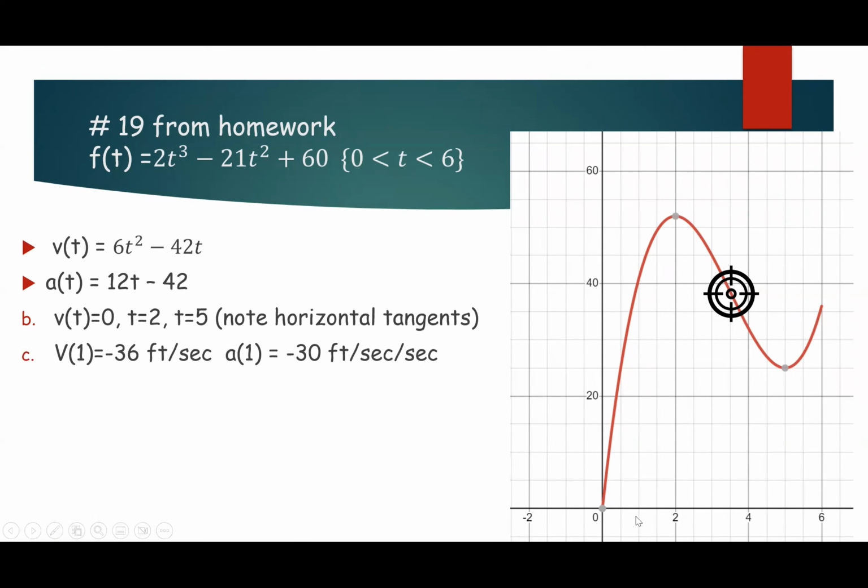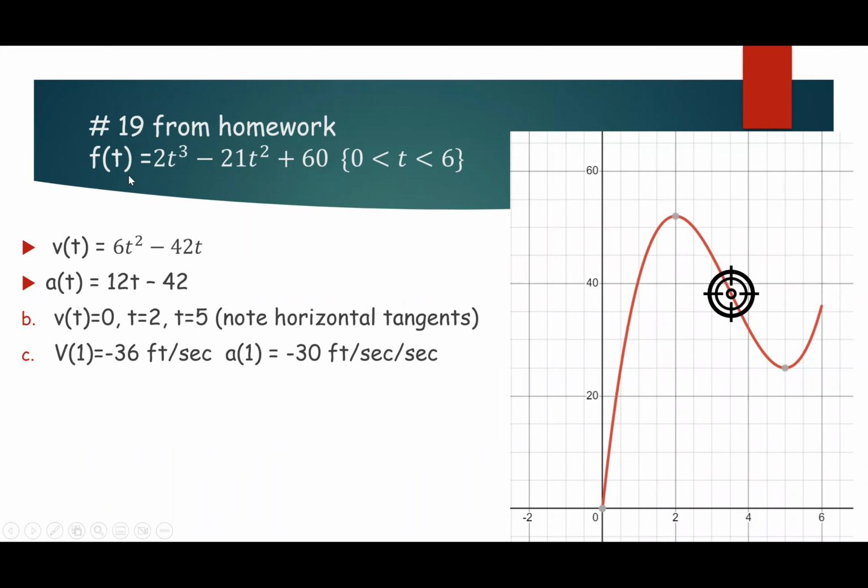So what's v of 1? Well, here's 1 right here. Let's go up. We see that the slope of the tangent line is positive. So we could put a 1 right here. Oh, I'm sorry. This is position. So we see that the velocity is the slope of the graph is... hold on. The velocity is 6t squared minus 42.